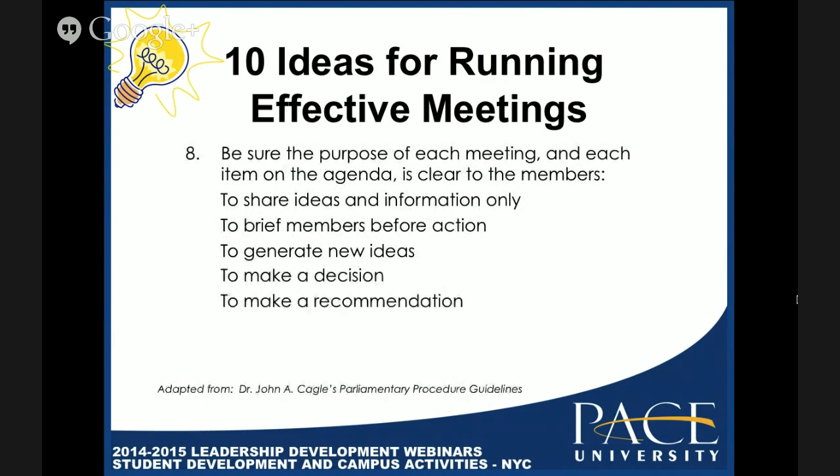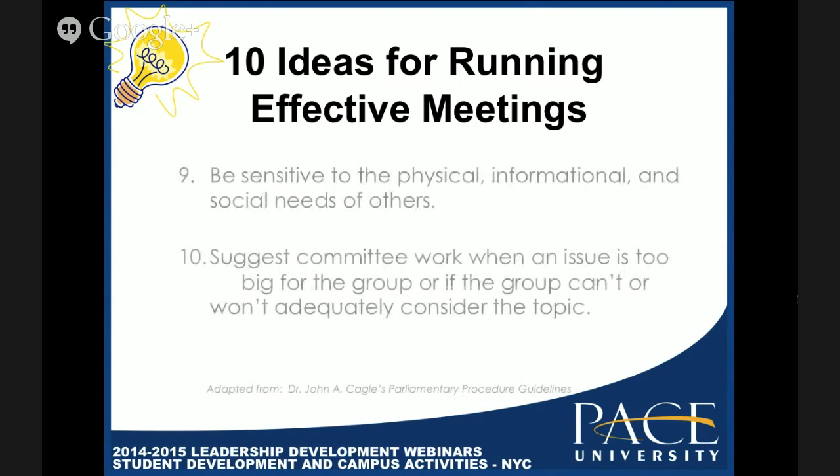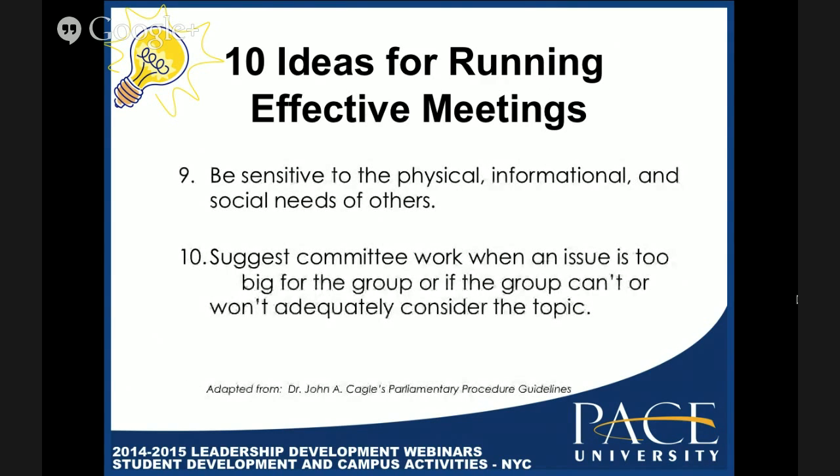Be sure the purpose of each meeting and each item on the agenda is clear to the members. These include sharing ideas and information only, briefing members before action, generating new ideas, making decisions, and making recommendations. Be sensitive to the physical, informational, and social needs of others. Suggest committee work when an issue is too big for the group or if the group can't or won't adequately consider the topic.